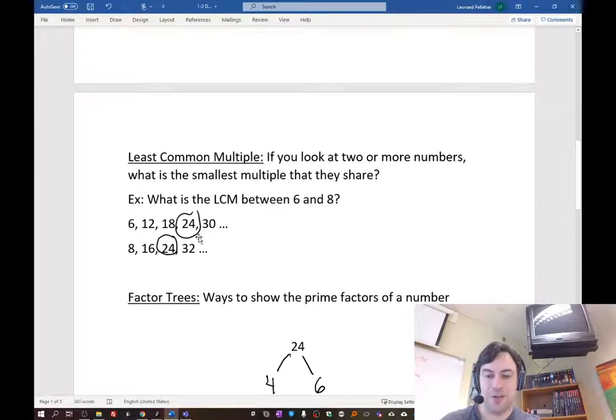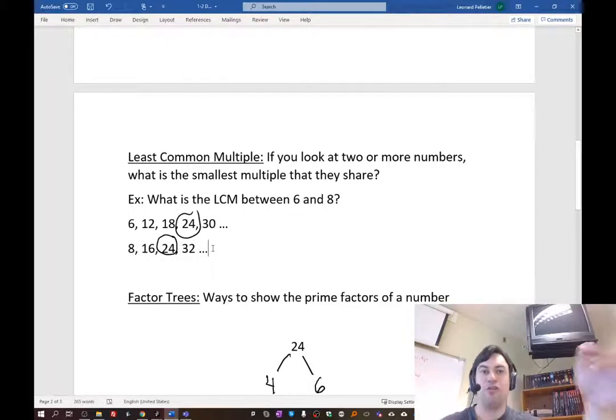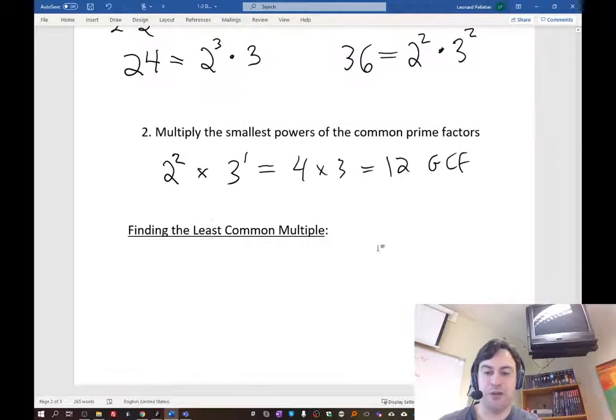So, we did an example with 6 and 8. We found out 24 was the first multiple that they shared. So how do you actually find that number without having to write out all the multiples? That would get pretty tedious, especially if it's long way down the chain. I mean, I guess you could do it, but man, it would be painful. So a more efficient way is as follows.